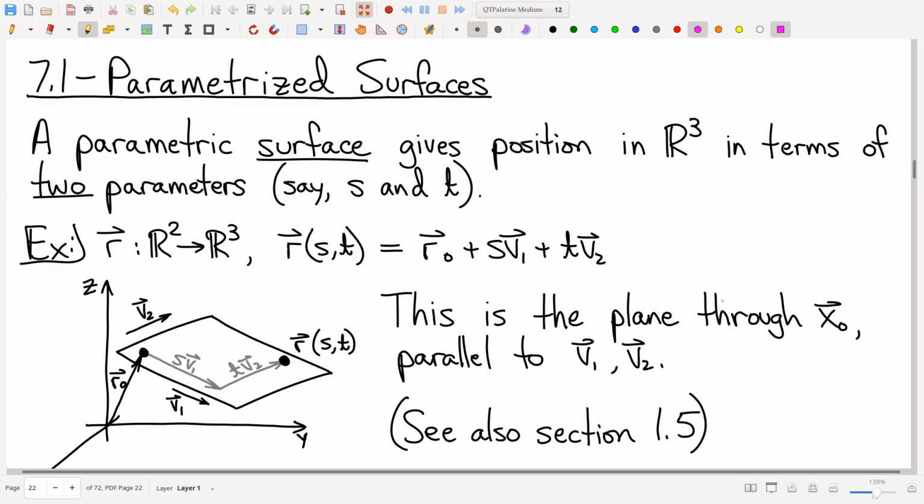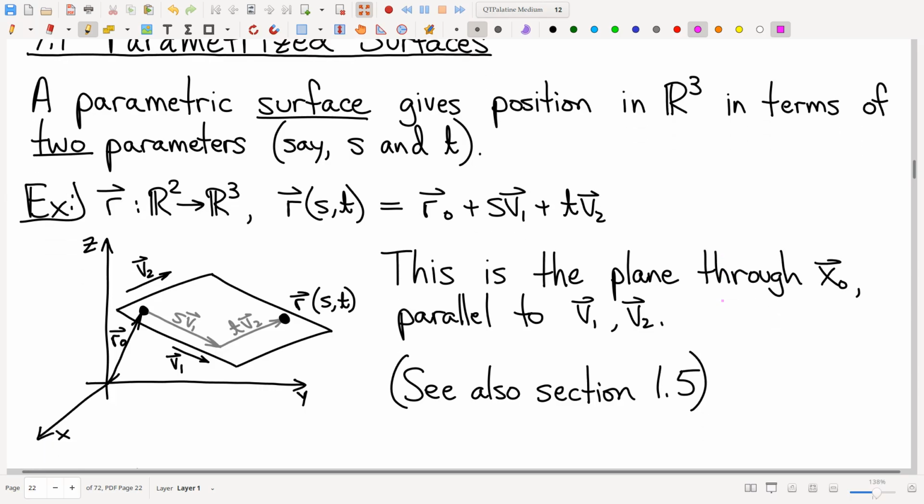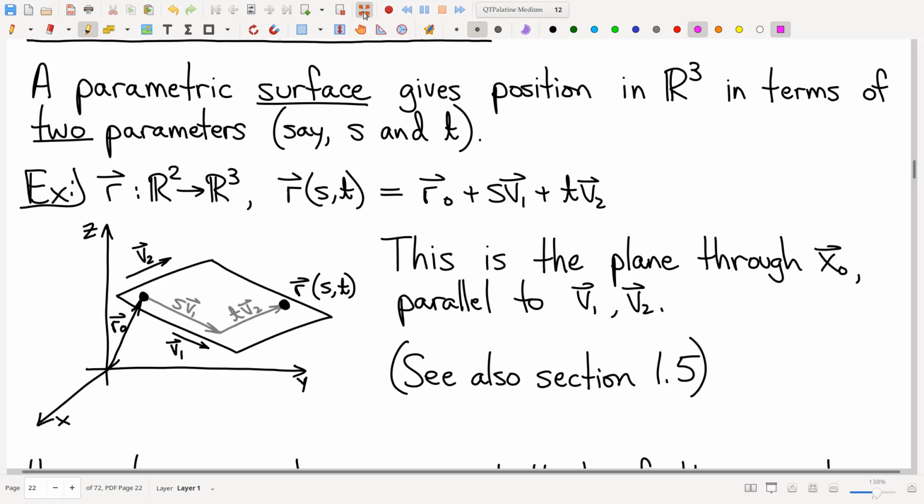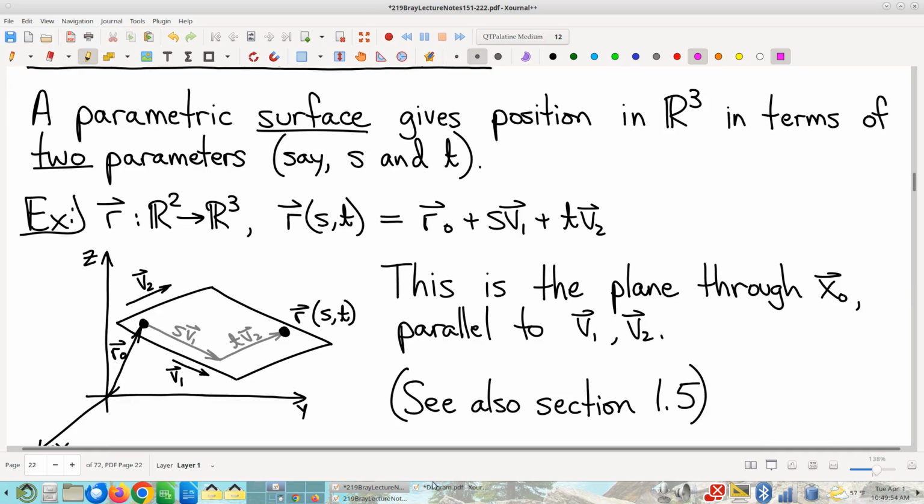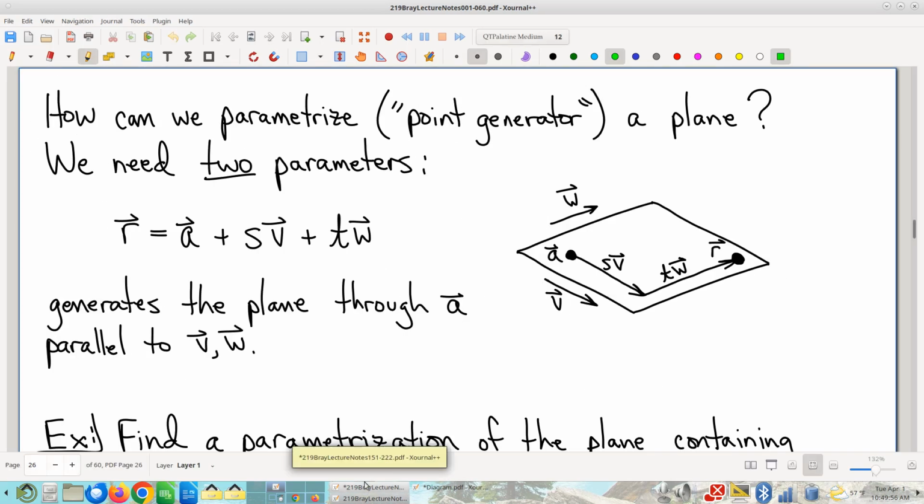We're going to talk about parametric surfaces. Here's our first example of a parametric surface. Let's see here. By the way, I will remind you with a quick flashback to chapter 5. Chapter 1. Section 1.5.